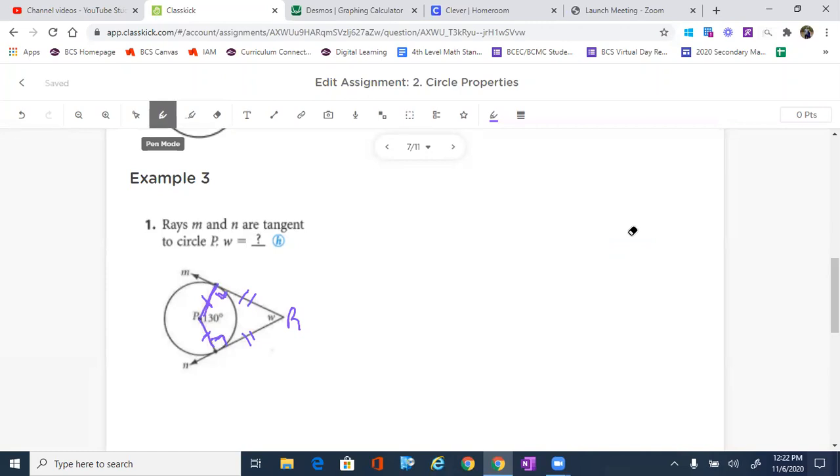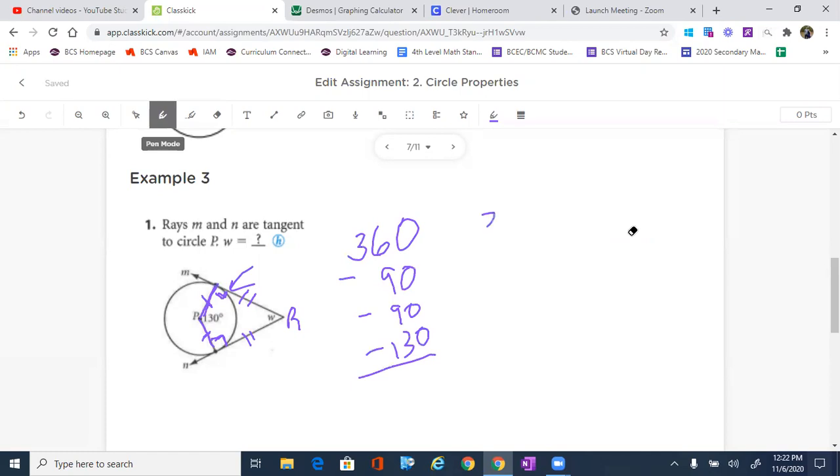We have a quadrilateral, a kite in this case, and a quadrilateral has 360 degrees. And we already know three of the angles. We know 90 degrees, we know another 90 degrees, and we know 130 degrees.